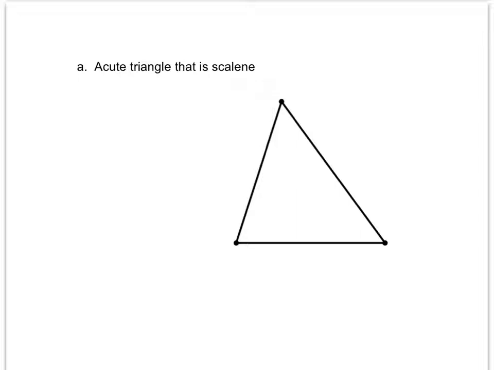Here we have an acute triangle that is scalene. Each of the sides of the triangle are different lengths, and each of the angles of the triangle are less than 90 degrees. So we have an acute triangle that is scalene.